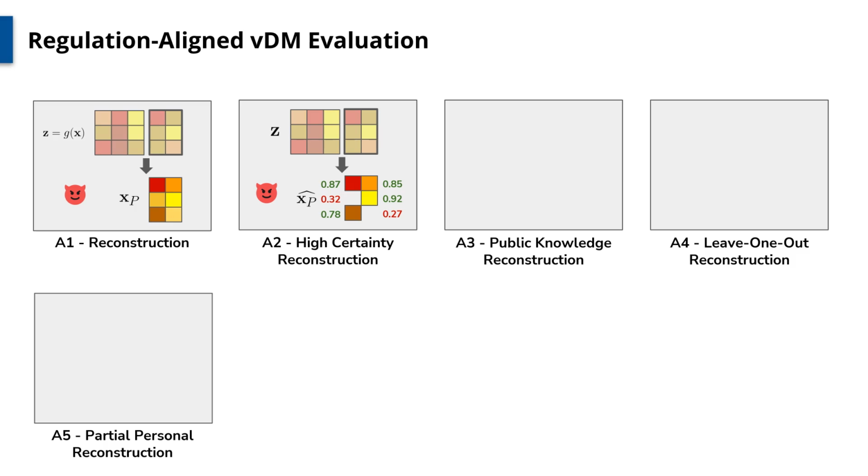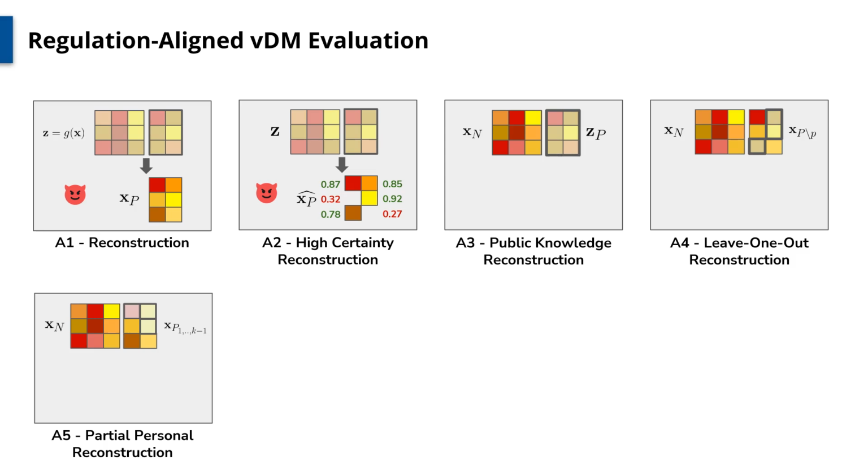A3 to A5 now represent different versions of additional knowledge that an adversary might have when reconstructing personal attributes. Here, A3 assumes the adversary has access to all non-personal knowledge, as shown on the left. A4 models the worst case where the adversary has access to all but the current target attribute, and A5 depicts an intermediate case between the two.